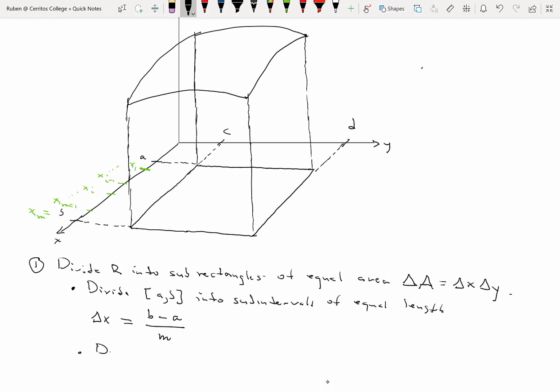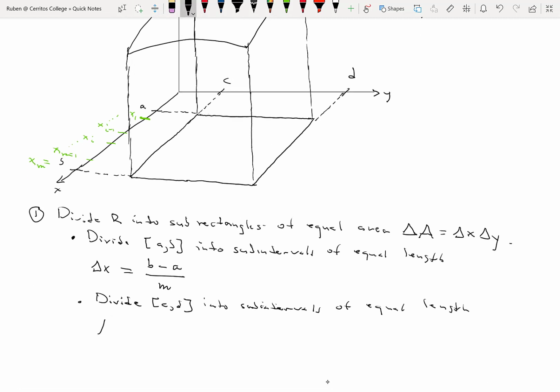I'm going to do the same thing along the y-axis. I'm going to divide the interval from C to D into subintervals of equal length delta y. The delta y is not going to be equal to the delta x. The delta y, generally, is the length of the interval from C to D, so it's D minus C over n, as in Nancy, because I'm dividing the interval from C to D into n different subintervals of equal length. Let's put those in.